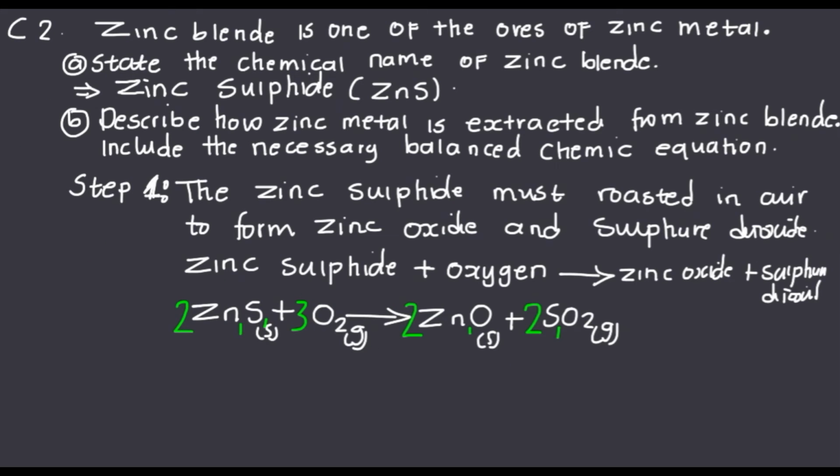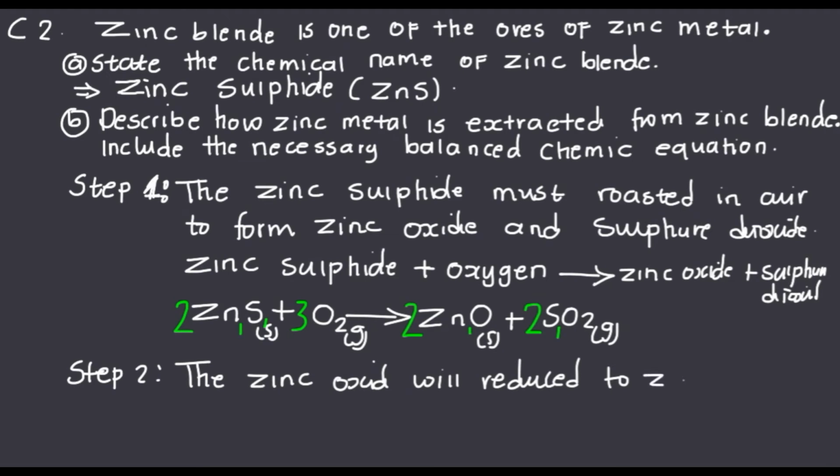Now let's move on to step 2. Under step 2, the zinc oxide will be reduced to zinc by a reducing agent, which is carbon. So the importance of stage 2 is the reduction. We want to get rid of the oxygen from the zinc oxide. And if the question asks you to give the reducing agent during the extraction of zinc, we have carbon here.